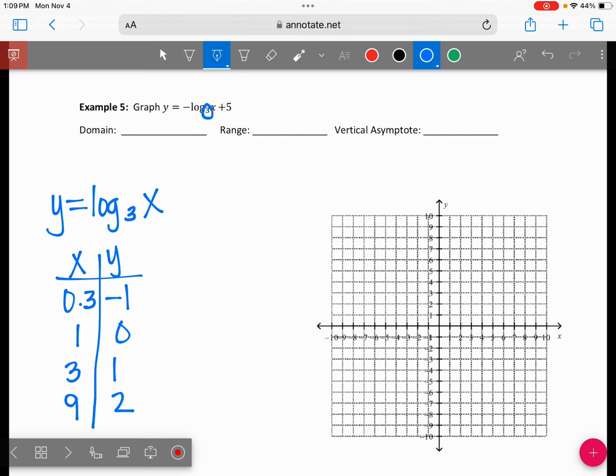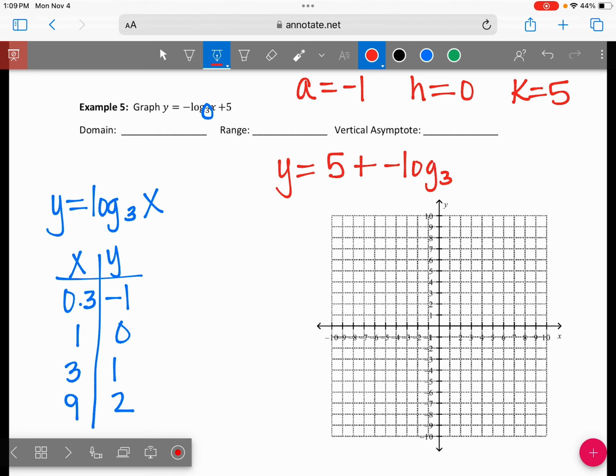All right, so what is the A value? A is now -1. You see that minus sign in front of the log? That means that it's -1. This one does not have parentheses, so that means that H is 0 and K is +5. Now in your book, it'll be written like this. It'll say 5 plus -log base 3 of x. It puts the K first in your book. I don't know why, but that's how they do it. And it could be how they do it on the SATs also.